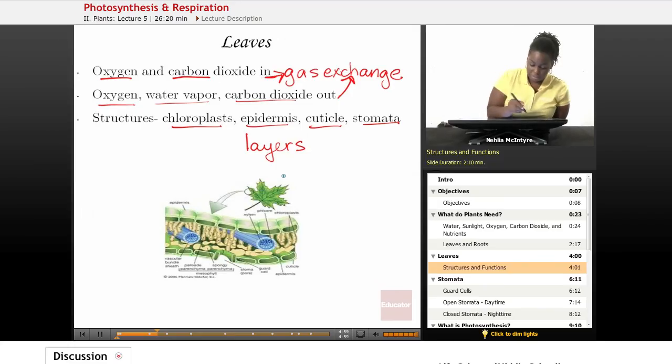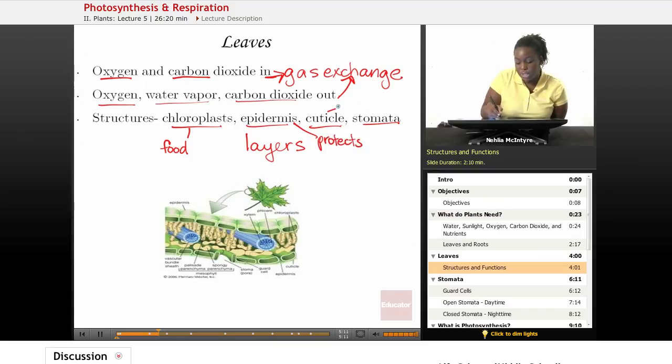The chloroplasts are the structures where the food is being formed. The epidermis protects the leaf. The cuticle is the waxy layer of the leaf that makes the leaf waterproof. And the stomata are the small openings in the leaf that help for gas exchange to occur.